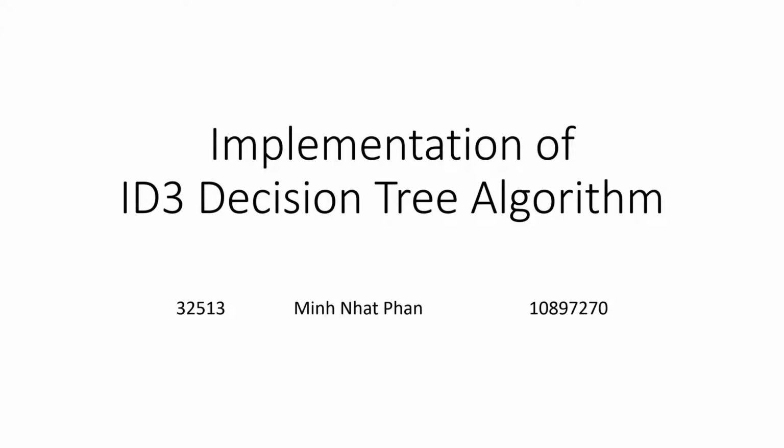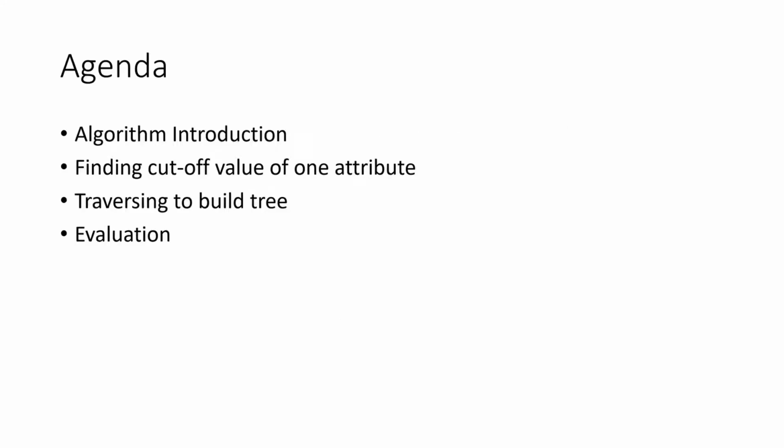Welcome to the implementation of ID3 decision tree algorithm. We have a few agenda today. First, we look at the algorithm introduction. Next, we look at the first key point, finding the cutoff value of one attribute. The second key point is traversing to build the tree. And finally, we end with the evaluation.